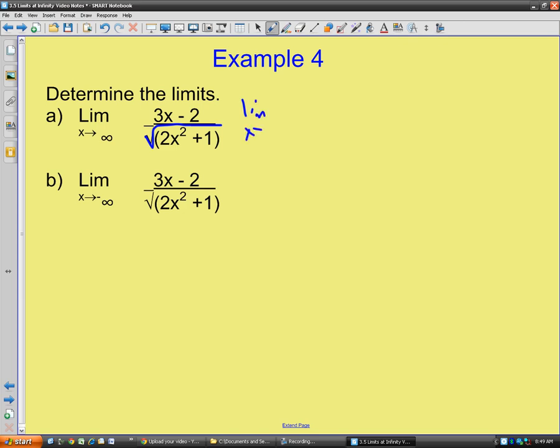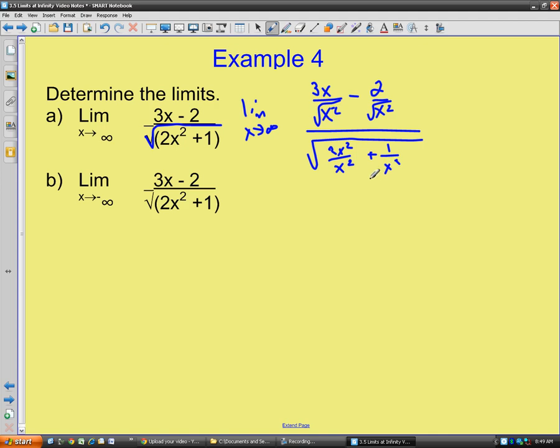And so if I write my limit as x goes to infinity, now I could write it as 3 over the square root of x squared, which is also x, minus 2 over x. And if you don't like that, I'll do this. That's fine. But just remember that that's just an x. And then on the bottom, I do the same thing, and I say 2x squared over x squared plus 1 over x squared. And because I left them underneath the square root, I don't have to put another square root symbol there. And so now on top, I'm left with 3 minus 2 over x.